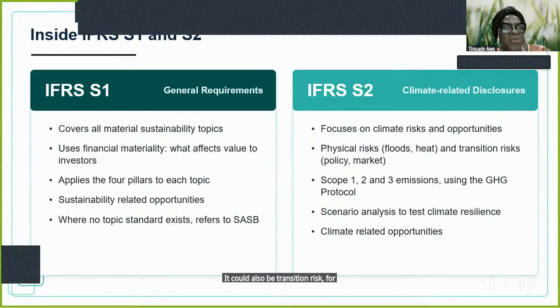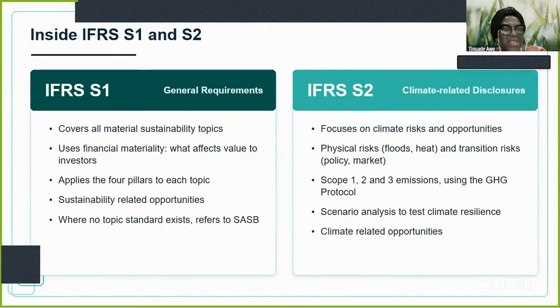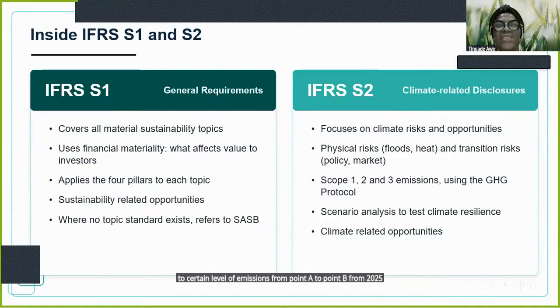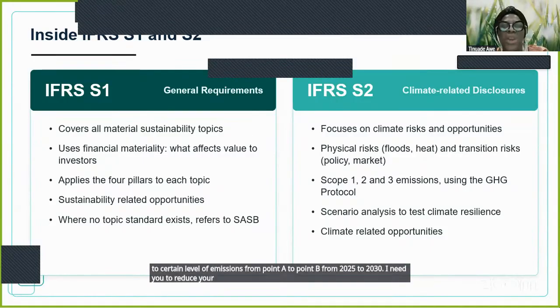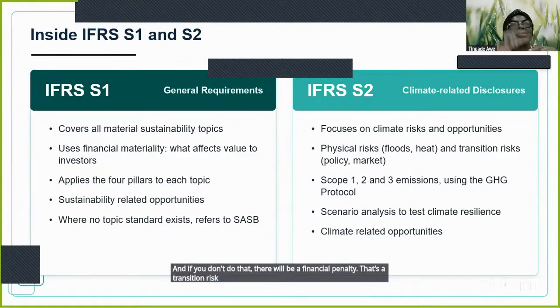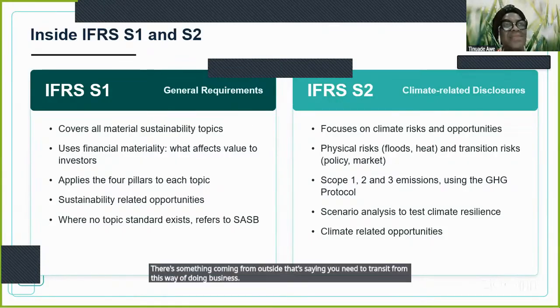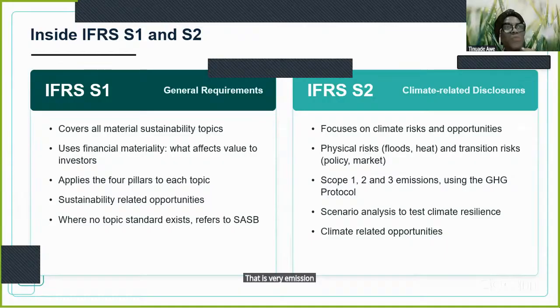For example, that you have a regulator that is saying, I need you to get to a certain level of emissions from point A to point B from 2025 to 2030. I need you to reduce your emissions. And if you don't do that, there will be a financial penalty. That's a transition risk. There's a penalty involved. There's something coming from outside that's saying you need to transit from this way of doing business that is very emission focused to another way of doing business that is less emission focused.